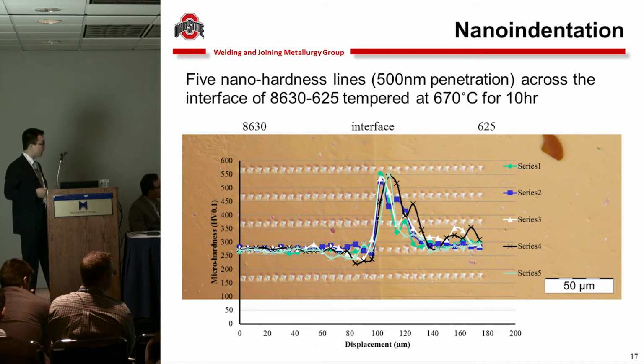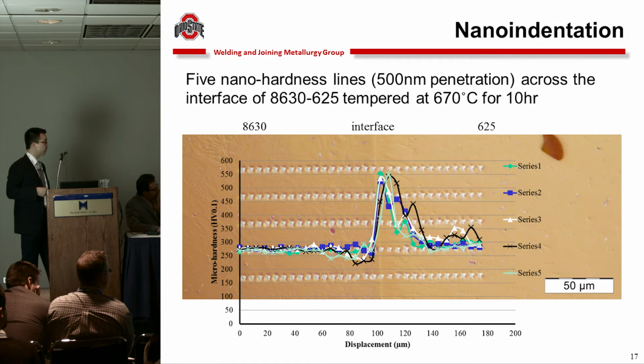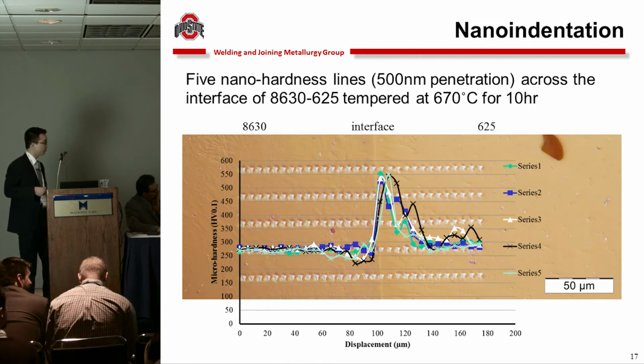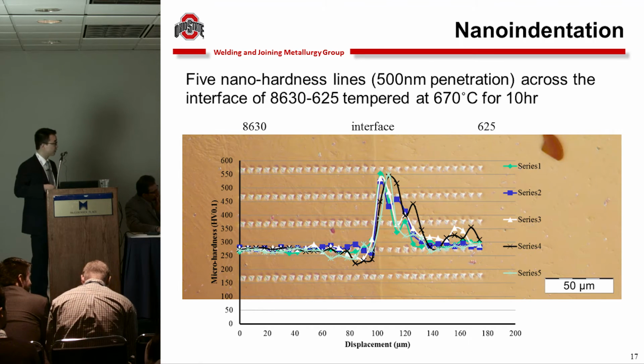So after converting the nanohardness to the Vickers hardness, first we made 5 nanohardness lines across this fusion boundary. And converting the nanohardness to the Vickers hardness, we can see the hardness distribution across the fusion boundary. This is a very narrow region. You see, it's only maybe 20 to 30 micrometer width. But we can still see the clear hardness peak here. The hardness is 550 HV. That's very high hardness and should be very susceptible to the cracking in hydrogen environment.